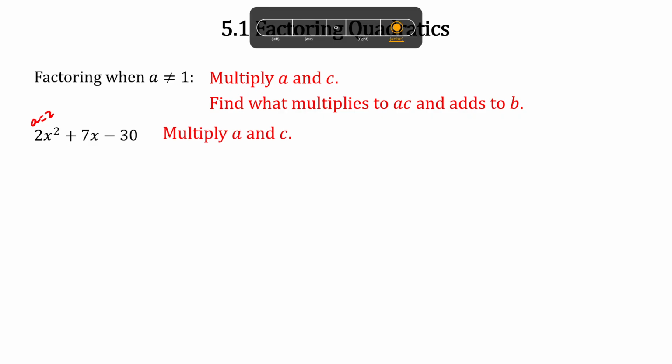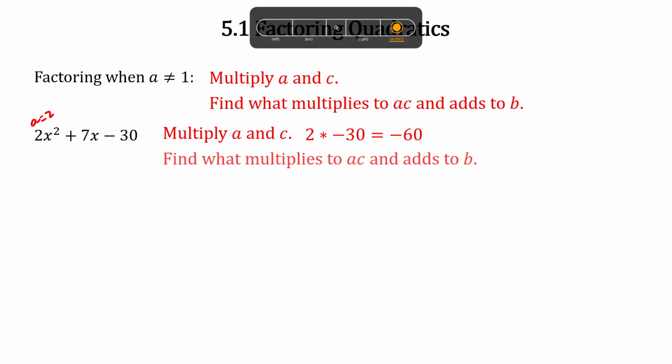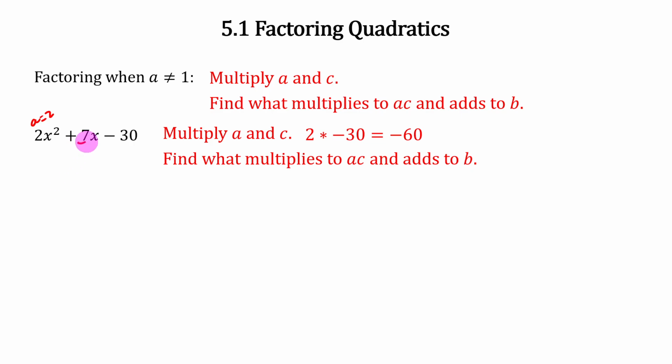So multiply A and C, we get negative 60. So this is where you have to start doing some guess and check. You want two numbers that multiply to negative 60, but add to 7. So one of them's got to be negative. So you're looking for two numbers that are 7 apart. So 10 and 6 won't work because they're only 4 apart.